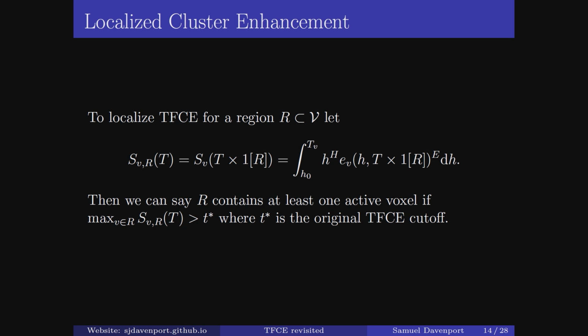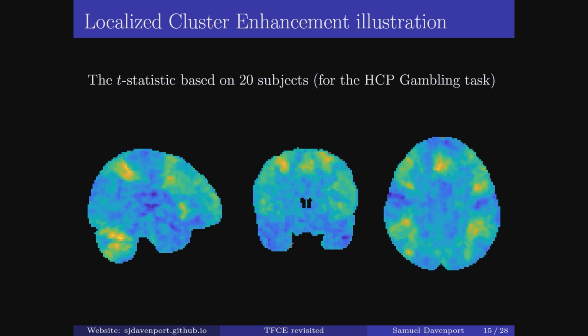To do that, we calculate a regional test statistic for any region R in the brain, which is obtained by masking out the rest of the brain, calculating the TFCE statistic on that specific region, and then comparing the maximum of that regional test statistic to the original cutoff T star. We use the original cutoff, meaning there's no additional permutation required, other than the original one used in the default TFCE approach. To understand that, we look at an example where we have 20 subjects.